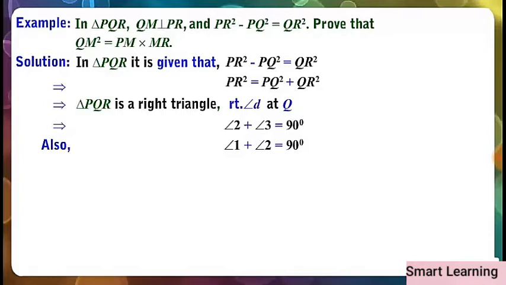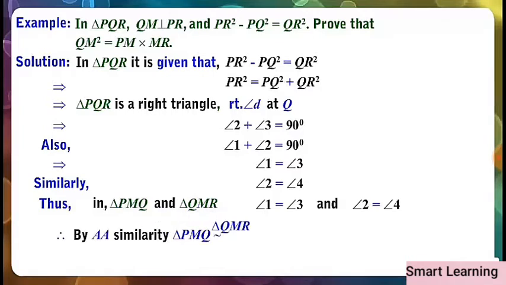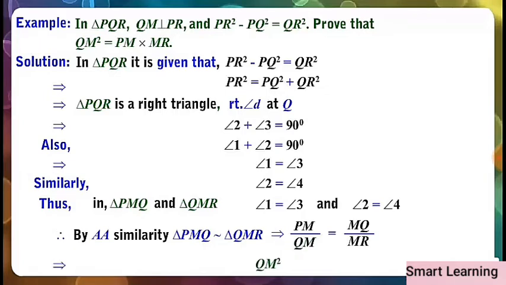Comparing the above two statements, we can say that angle 1 is equal to angle 3. Similarly, we can say angle 2 is equal to angle 4. Thus, in triangle PMQ and triangle QMR, angle 1 is equal to angle 3, angle 2 is equal to angle 4. Therefore, by AA similarity, triangle PMQ is similar to triangle QMR. This implies PM by QM is equal to MQ by MR. On cross multiplication, we get QM square is equal to PM into MR.